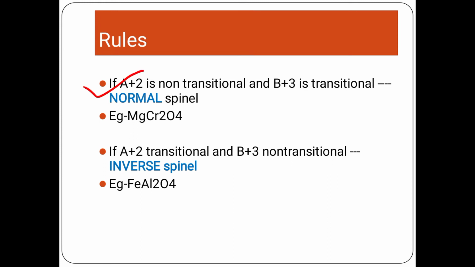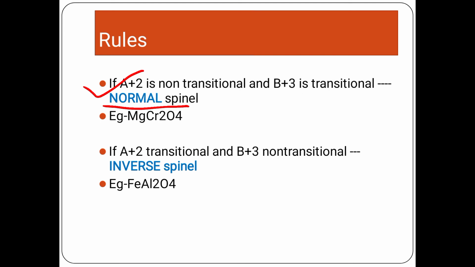If A plus 2 is non-transitional and B plus 3 is transitional, that means, in the earlier cases we studied, first when both the elements were non-transitional, second when both were transitional, that time you include the CFSE. Third case, when one is transitional and the other one is non-transitional. So how do you do this? Suppose your A plus 2 is non-transitional and B plus 3 is transitional. So that case is a normal spinel structure.